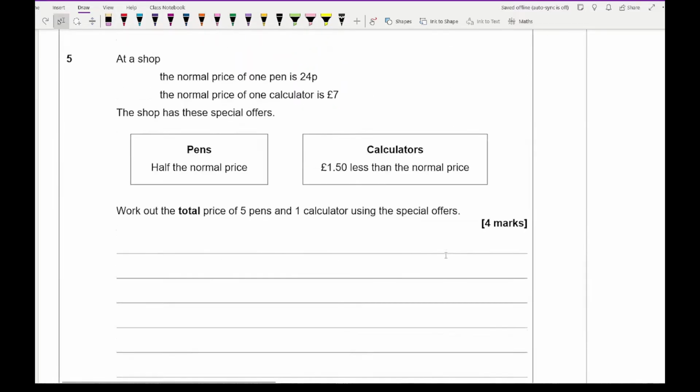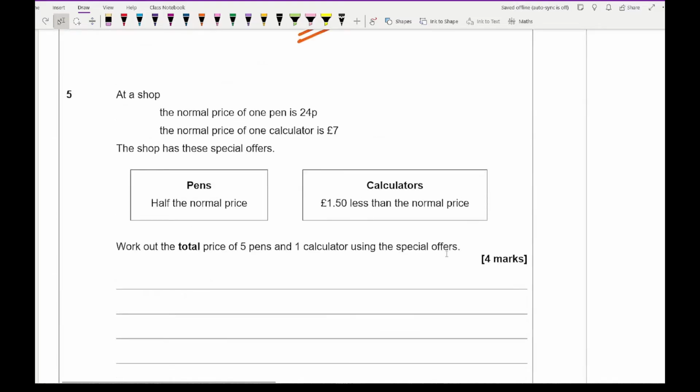Question 5, it says, at a shop, the normal price of 1 pen is 24 pence. The normal price of one calculator is £7. The shop has these special offers. Pens are sold at half the normal price and calculators are £1.50 less than the normal price. Work out the total price of 5 pens and one calculator using the special offers.